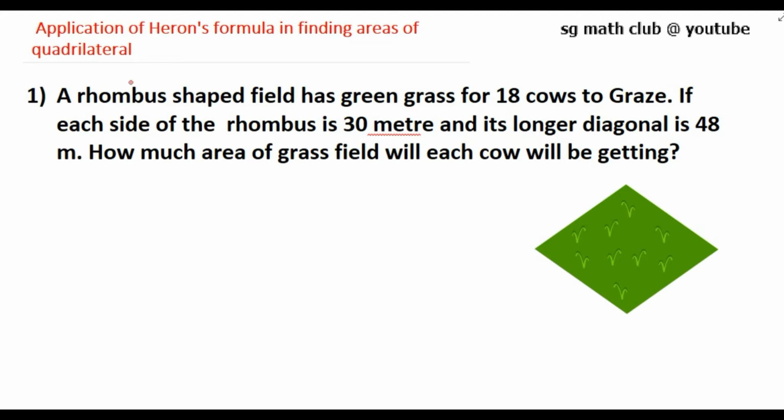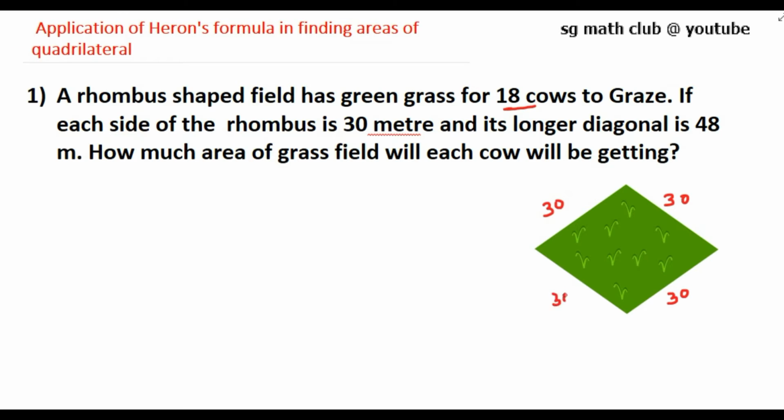We have already studied Heron's formula, and also its application in finding areas of quadrilaterals. Today in this video we will do some problems based on that. So the first question is, a rhombus shaped field has green grass for 18 cows to graze. If each side of the rhombus is 30 meter, we know in a rhombus all the sides are equal.